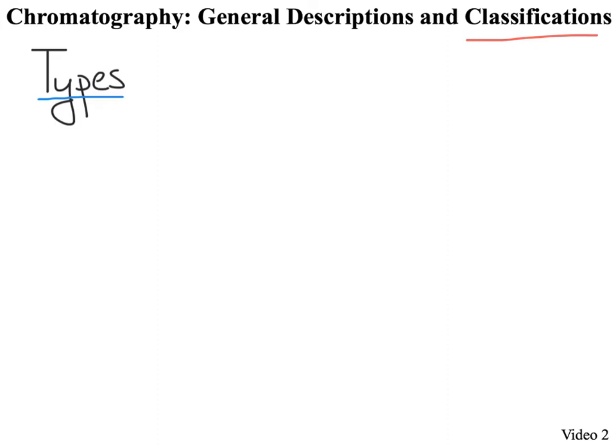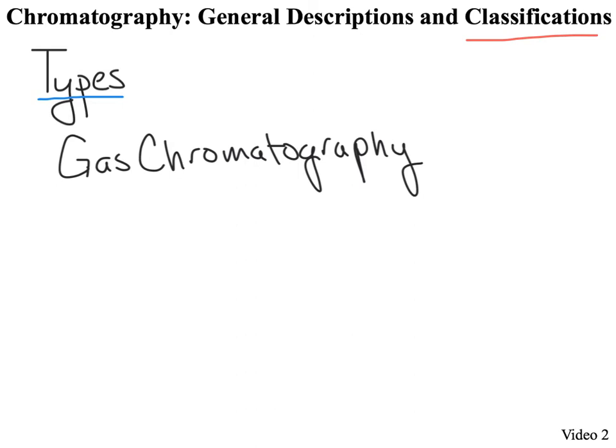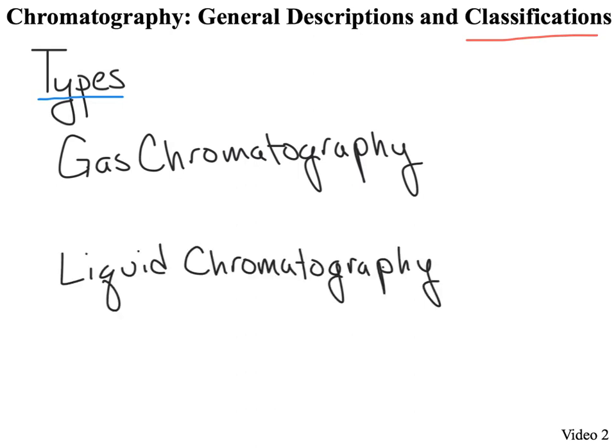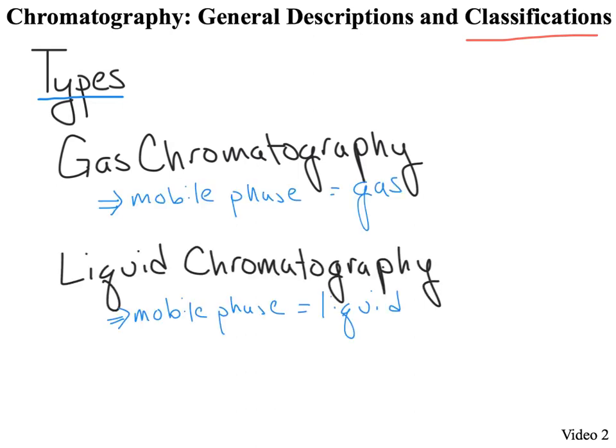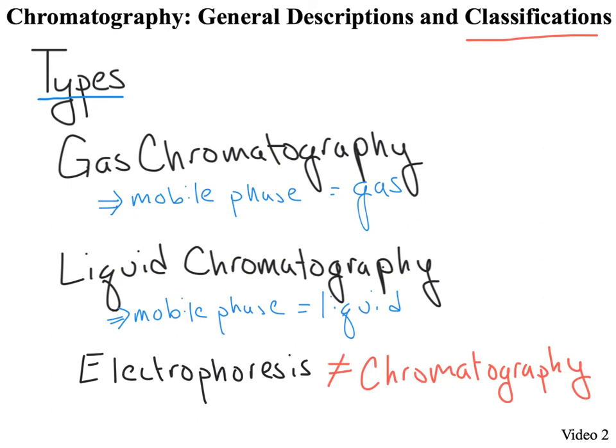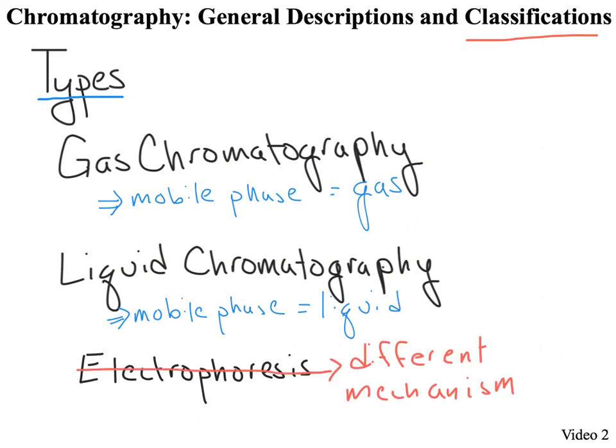In this classification scheme, we'll categorize the separations based on what their mobile phase is. For example, gas chromatography, which uses gas as its mobile phase, and liquid chromatography, which uses liquid as its mobile phase. Oftentimes, you'll also see various electrophoretic separations classified as types of chromatography, but as we'll learn, they don't count as true chromatographies because of the nature of the mechanism of separation for those types of separation methods.